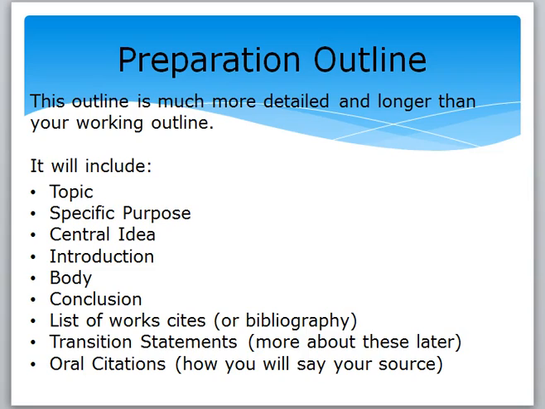You, of course, will include your list of works cited or your bibliography. Transition statements will be written throughout your preparation outline, and we will talk more about these at a later time. And you're also going to want to write your citations, your sources, the information you're going to say during your speech, which is called oral citations. This is how you will say your source during your speech. And again, we'll talk about that another time.